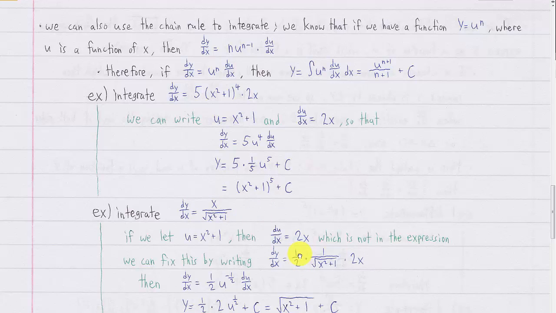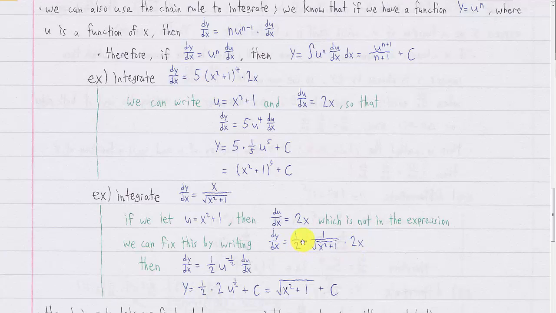Because, see, we can write 1/2 times this stuff times 2x. That's the same thing as this. We just added a 2 on the top and bottom. But now we have this du dx right in the expression. We just created this extra 1/2 in the process. So now we have 1/2 times u to the negative 1/2 times du dx. And so to integrate, this du dx is going to go away.